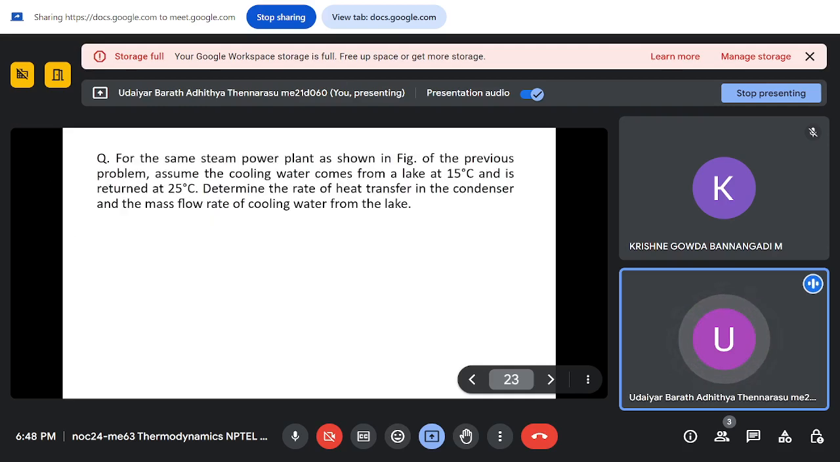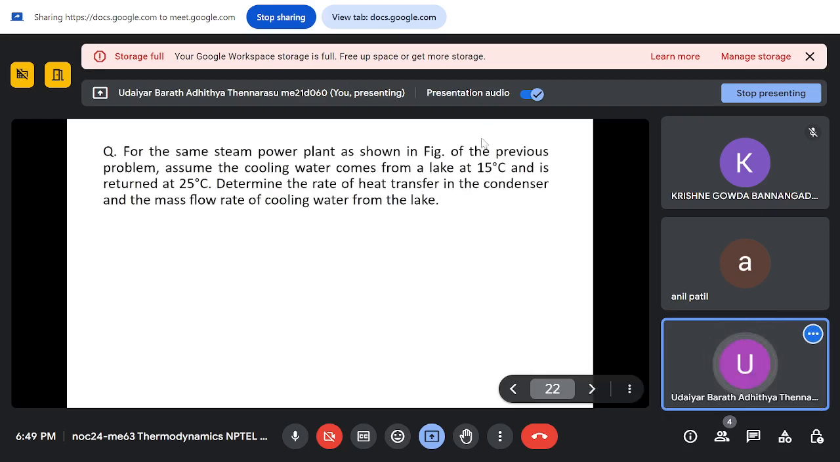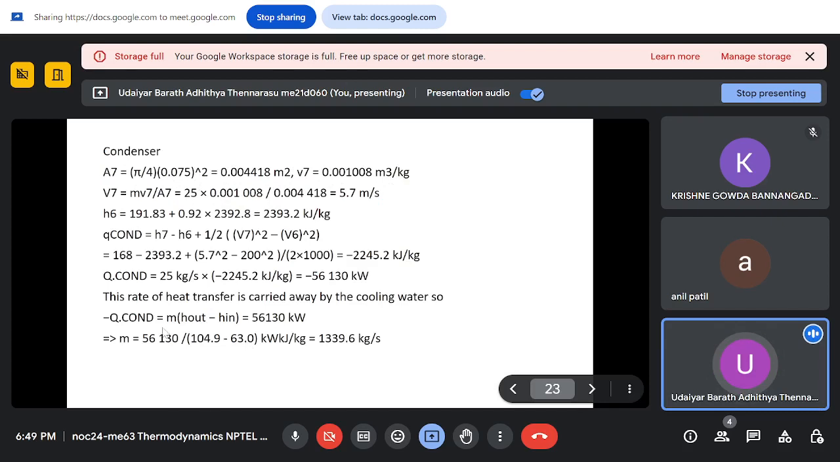the mass of fluid from the sea water which you are supplying, which is coming in at 15 and going out at 25. So 56130 divided by the enthalpy of water corresponding to 15 and 25. So substituting that, we can find out the mass of sea water which is required. This is 1339.6 kg per second.